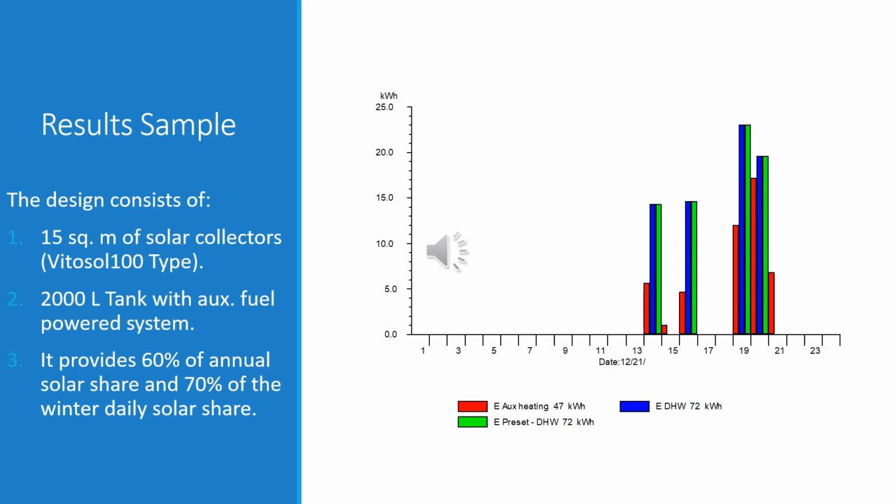The selected solar collectors are Vitosol 100 from the Viessmann company, with a 2,000 liter tank and an auxiliary fuel powered system. With this equipment, it can provide 60% of the annual solar share and 70% of the winter daily solar share, which should be good, a high solar share.